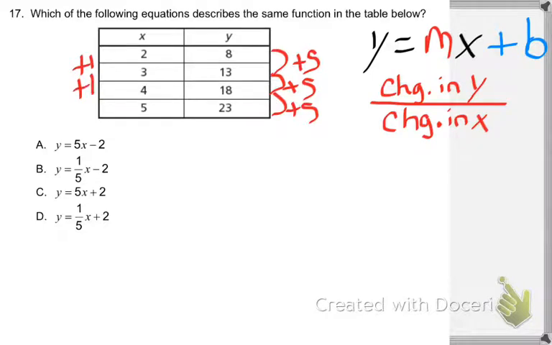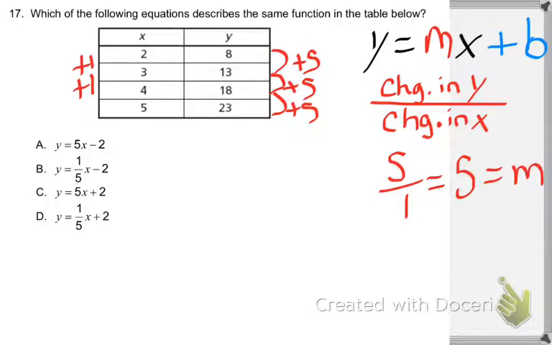Alright, so our change in y is going up 5. Our change in x is going up 1. So if we go to write that equation, we have 5 over 1. So our slope is 5. So we know our slope is 5, m.